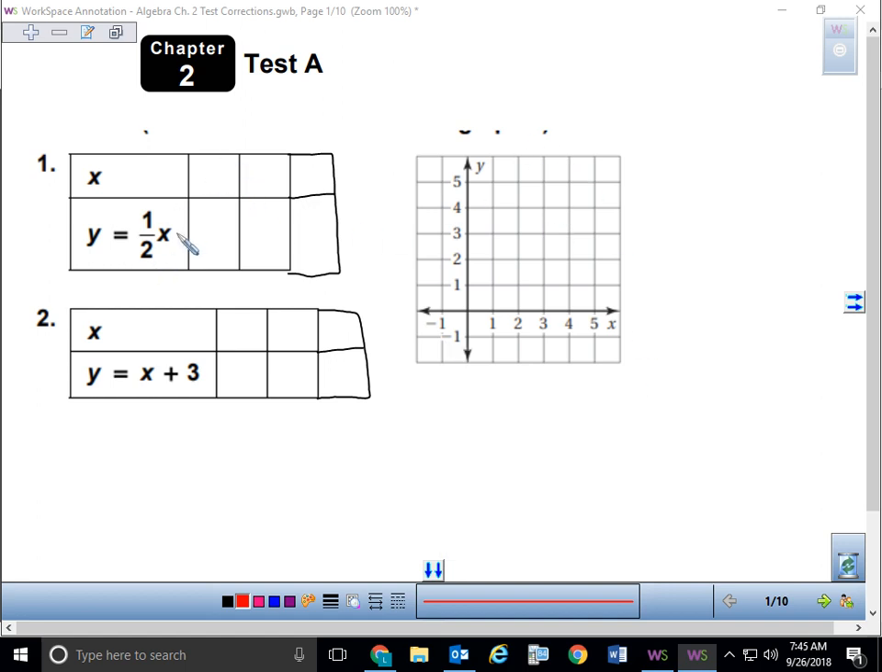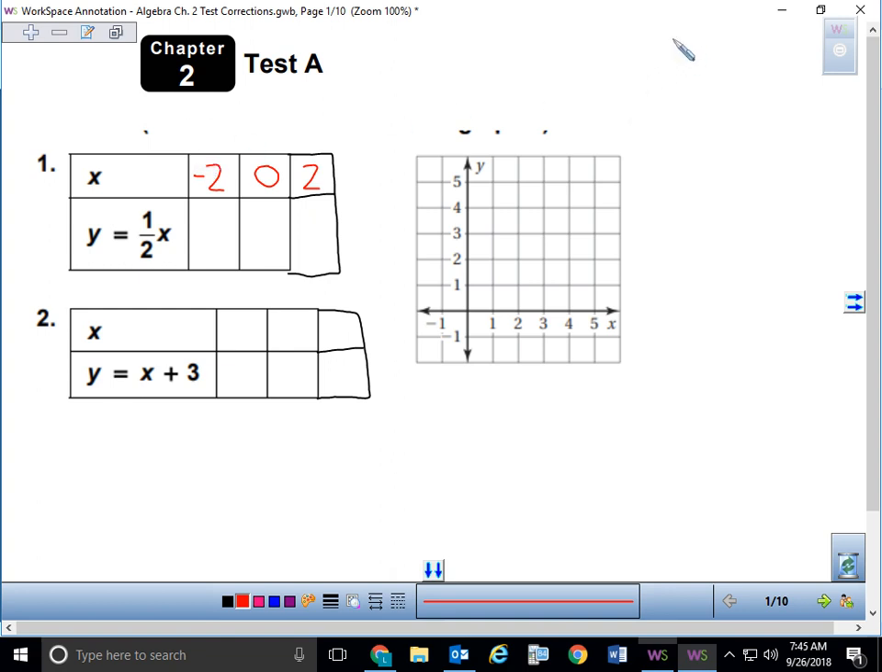So starting with question 1, we have the equation y equals 1/2 x. Remember, when our slope is a fraction, we're choosing x values that are multiples of that fraction. So I'm going to start with just some nice numbers like -2. We always choose 0. And I'm going to go +2. This gives me some nice numbers to be working with. I'm going to do my work off to the side.